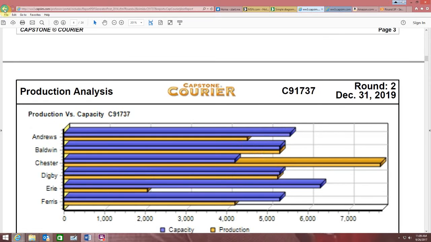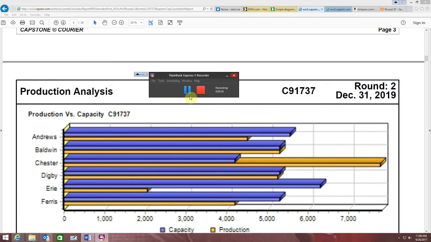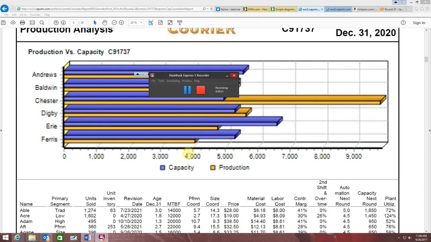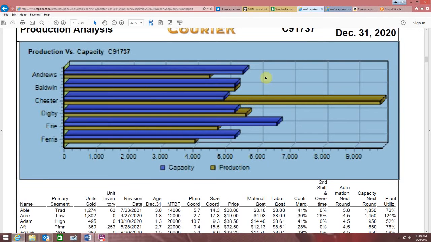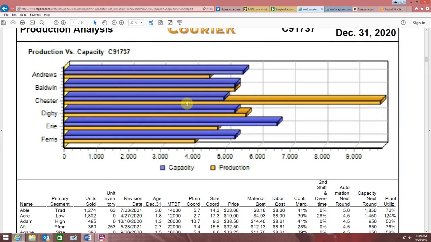Oops, I've got to go back. I'm sorry, I'm now in round 2 because I just did that assignment. So the only team that's really using capacity is Team Chester. And not surprisingly, the computer team has run away.